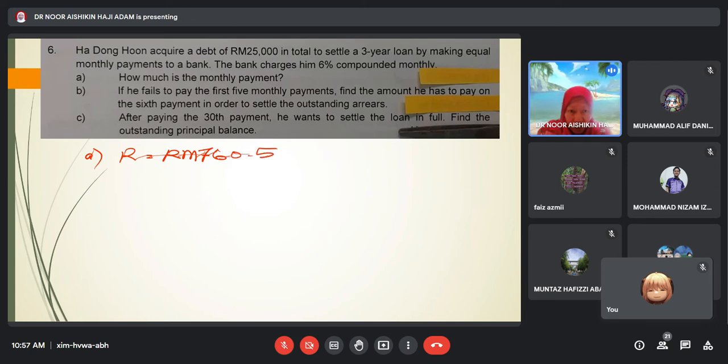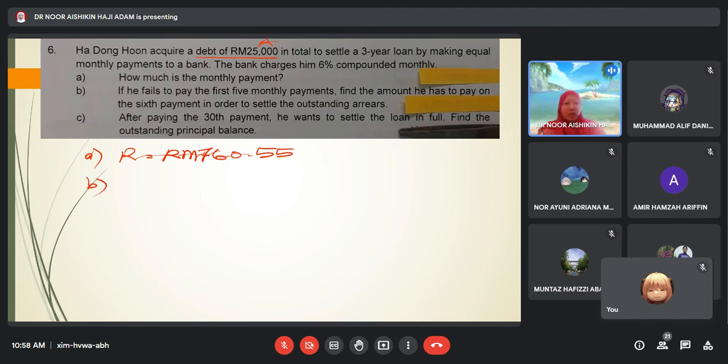$760.55. 760.55. Dapat tak kelas? Dapat. Ya kan? Yang ini case loan ke S? A ke S? A. Sebab what? Dia nak settlekan loan. So ini adalah A.